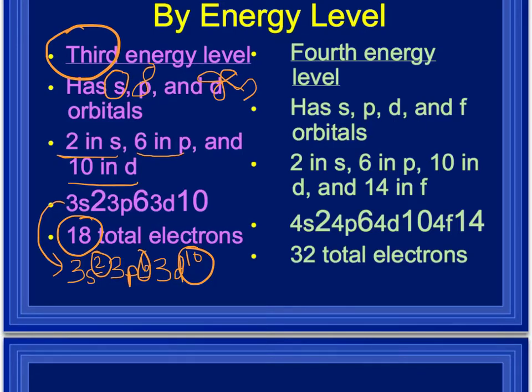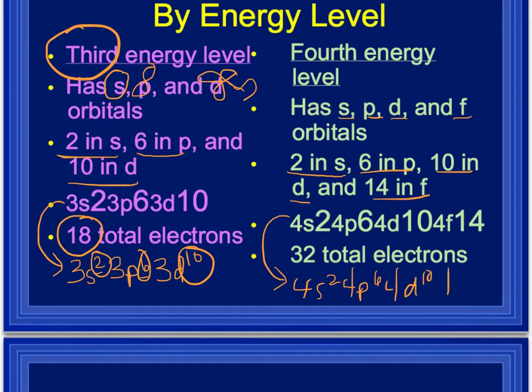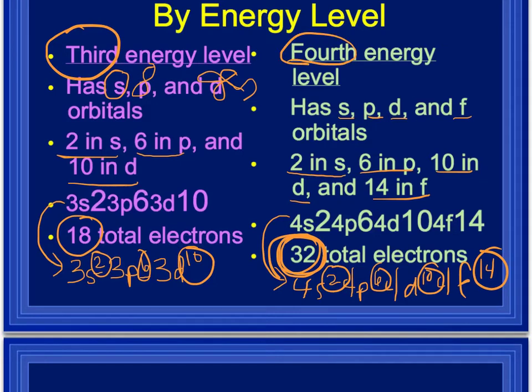The fourth energy level has s, p, d, and f orbitals. Again, 2, 6, 10, and then there's 14 in the f sublevel. So the way that we would write this one is 4s2, 4p6, 4d10, 4f14. So again, if we were to add up all these, 18 plus 14, this gives us a total of 32 electrons in our fourth energy level.